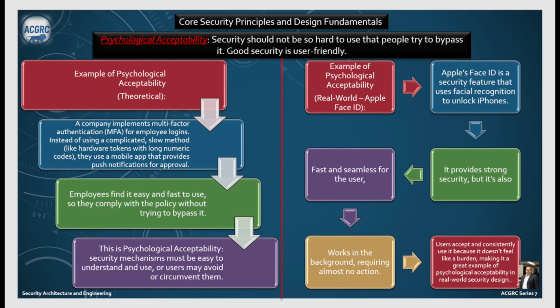Apple Face ID is a security feature that uses facial recognition to unlock your iPhones. It provides strong security, but it is also fast and seamless for the user. It works in the background, requiring almost no action. Users accept and consistently use it because it doesn't feel like a burden, making it a great example of psychological acceptability in real world security design. I hope this helps you with a perspective on what psychological acceptability is all about.